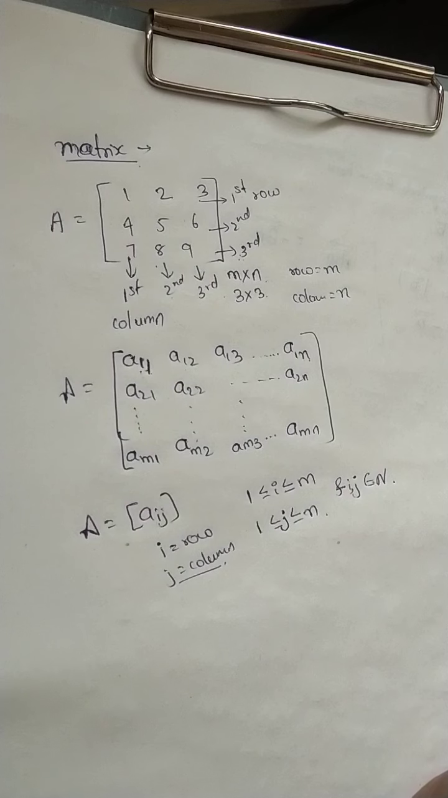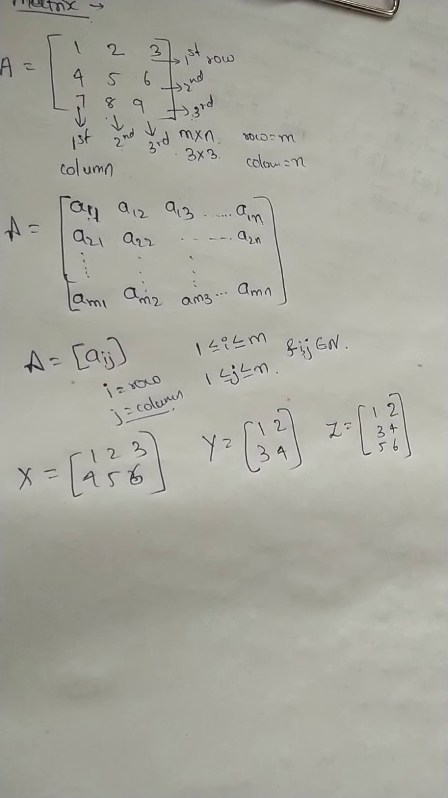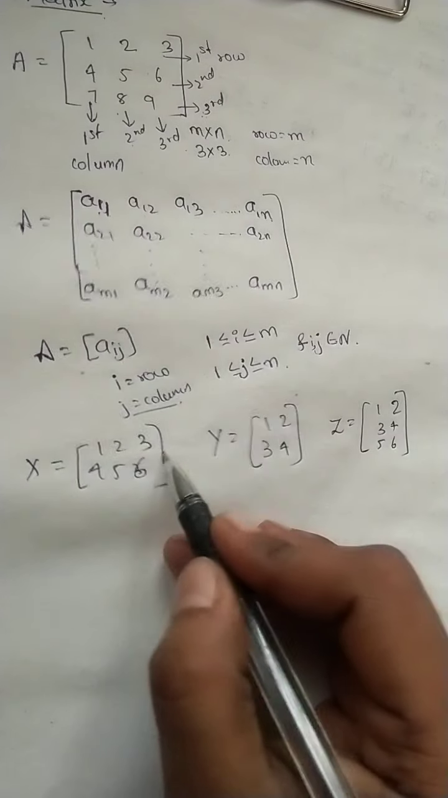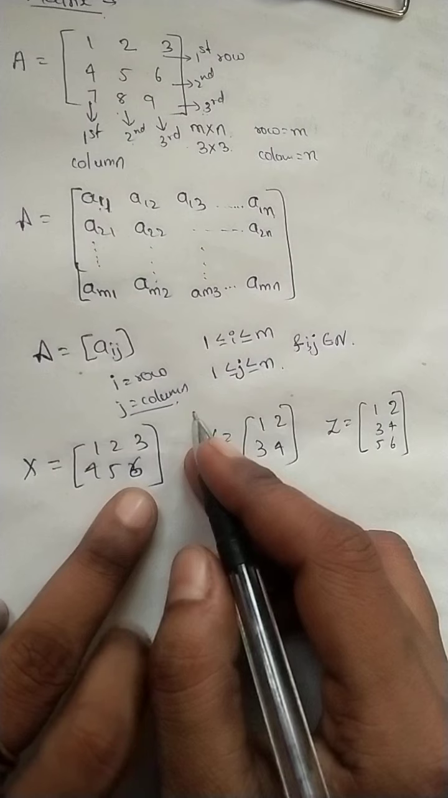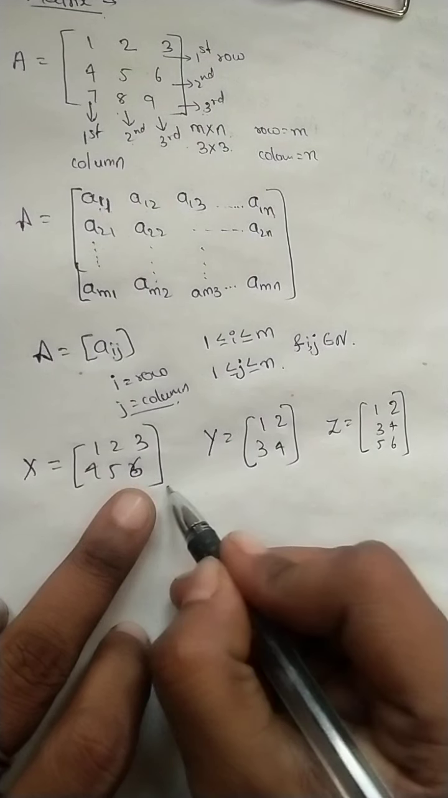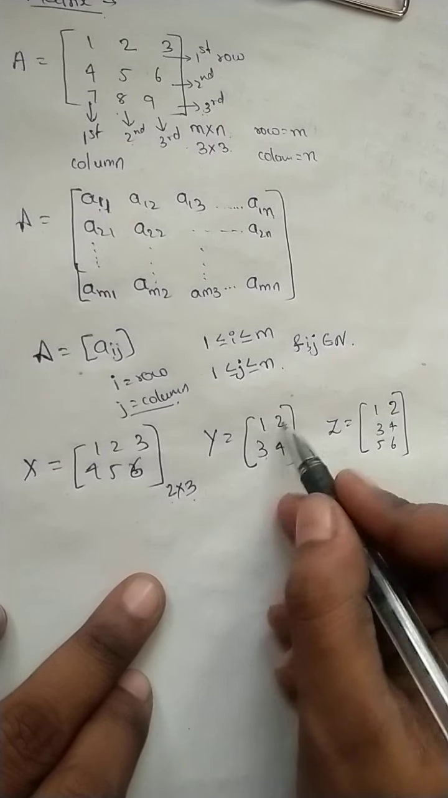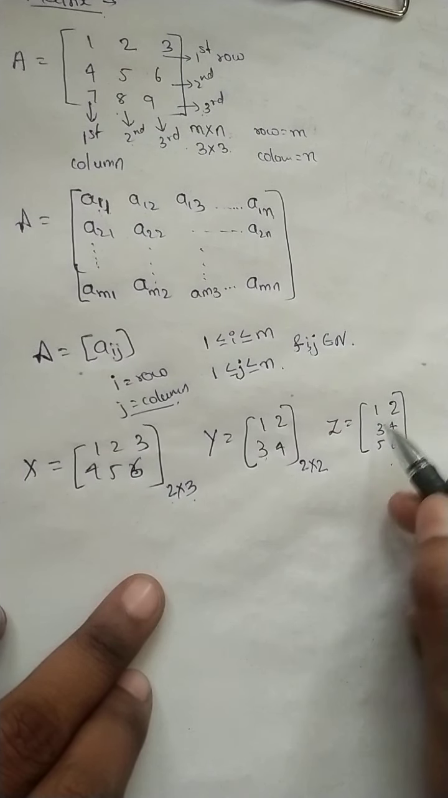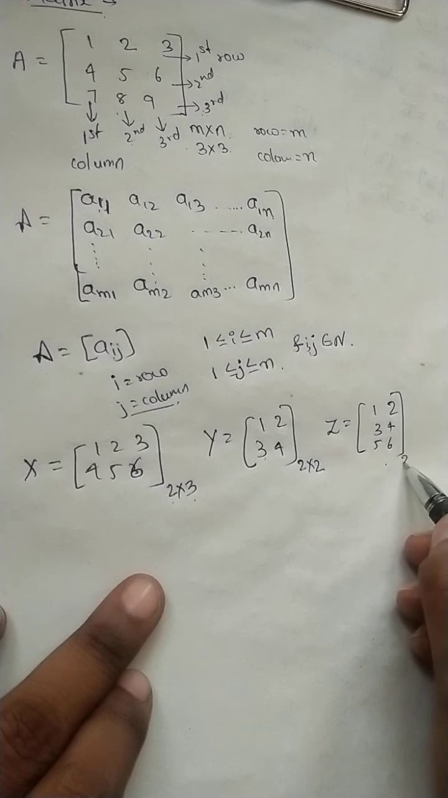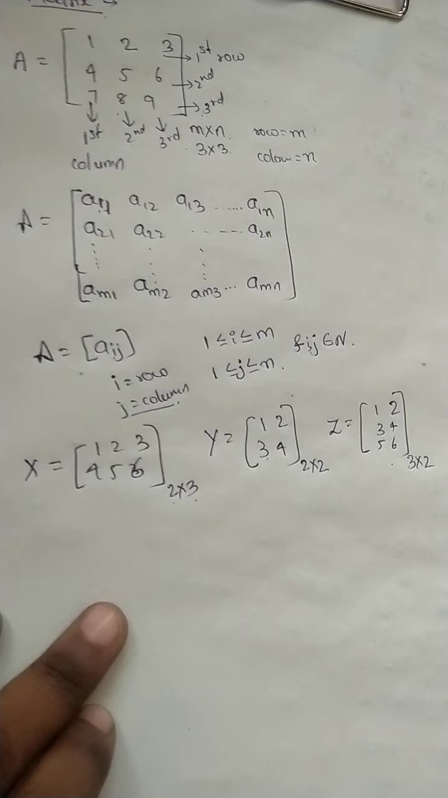Okay, so consider these. Now there are 2 rows and 3 columns, so the order is 2 cross 3. Here 2 rows and 2 columns, so the order is 2 into 2. And here there are 3 rows and 2 columns, so 3 into 2. So this is how you have to write the order of the matrix.